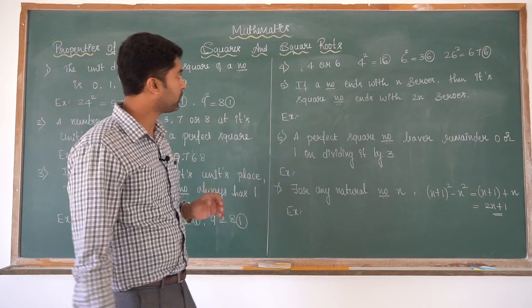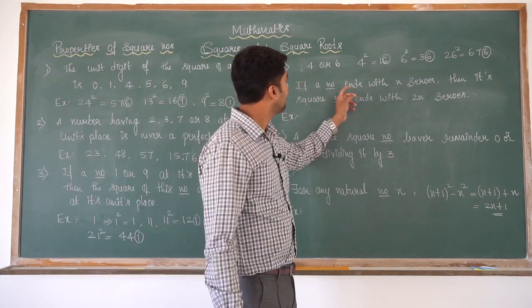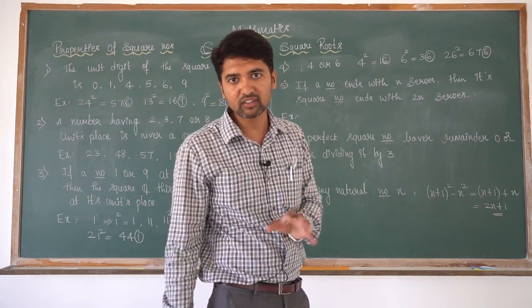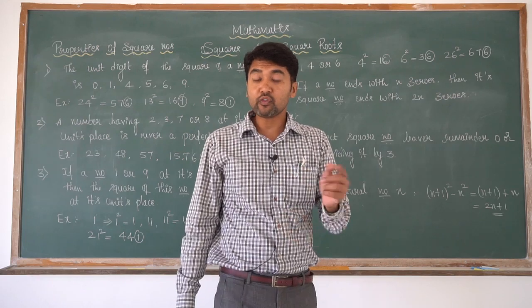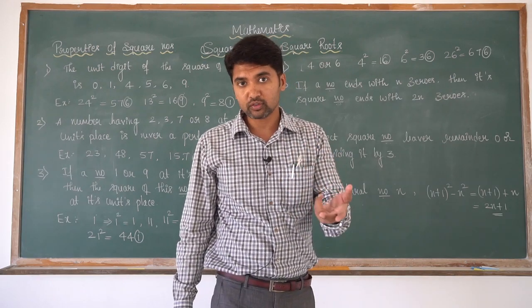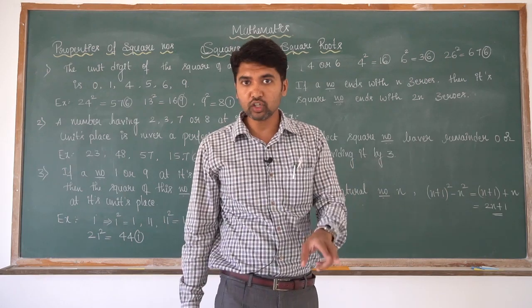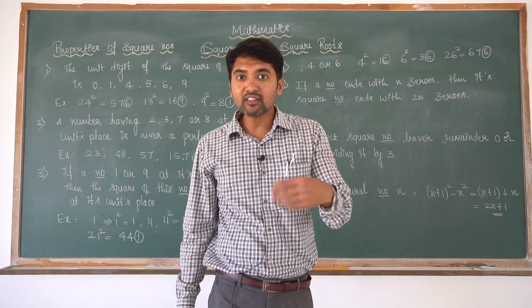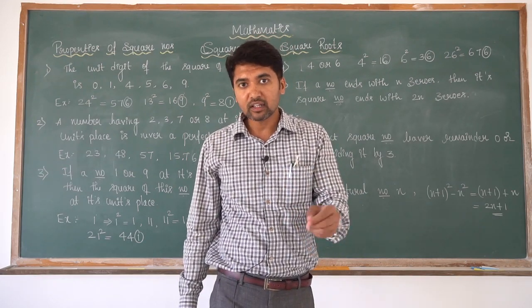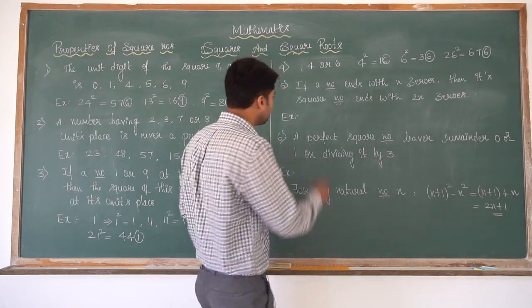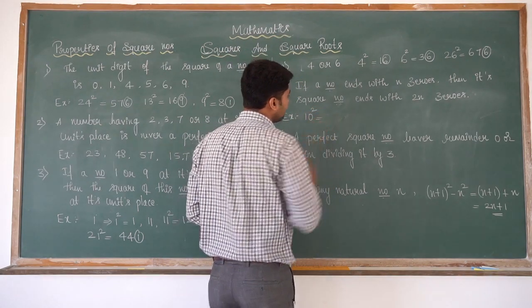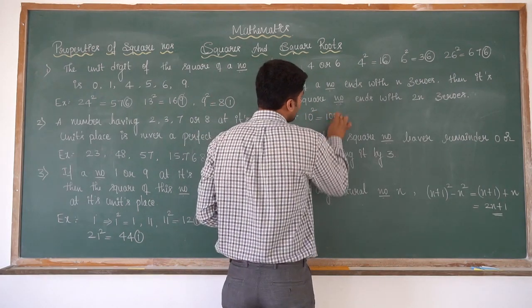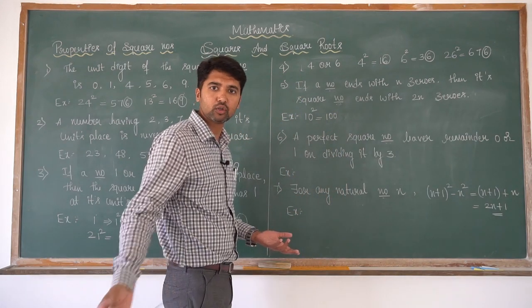So the next one, fifth property, if a number ends with n zeros, for example, if a number has 1 zero, that is 10, then the square of 10 will have 2 zeros. If a number ends with 2 zeros, the square of that number ends with 4 zeros. Twice the number of zeros in the number. Understood? Suppose 10 square. So only 1 zero we have in the number, then the square of 10 will end with 2 zeros.